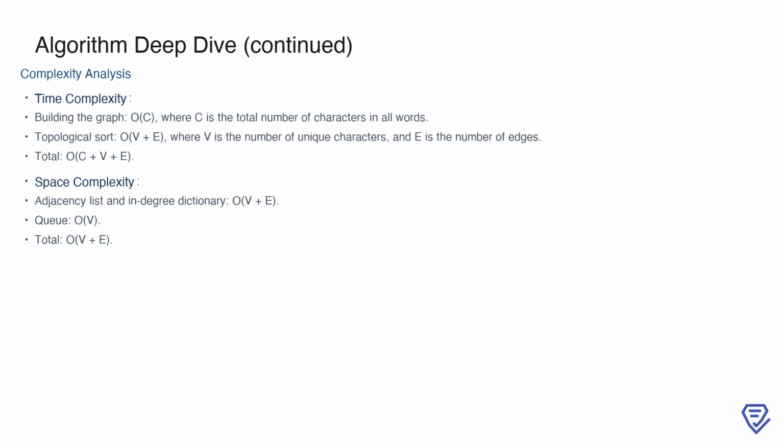For space complexity, the adjacency list and in-degree dictionary together require O(V plus E) space. The queue, which at most holds all nodes, requires O(V) space. Therefore, the overall space complexity is O(V plus E), making the algorithm efficient for this problem.